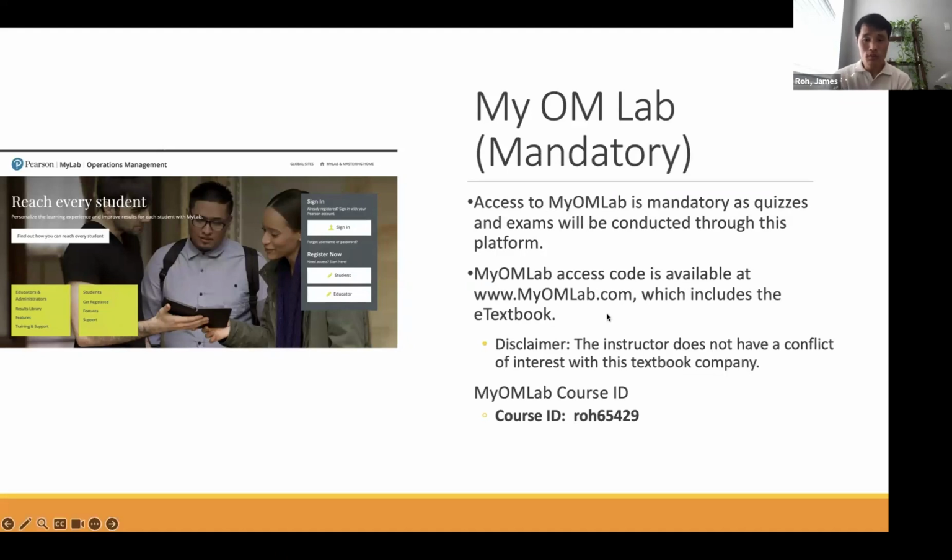And once you go to myomlab.com, you will need to enter my course ID, which is row 65429. So you have to enter this course ID into my OM lab. And there are two options. You can use trial version, which is good for 2 weeks, or after 2 weeks of trial, you have to buy that access code. I just want to disclaim, here's a disclaimer that I have nothing to do with Pearson, but I'm using it because the content is good and helpful for students to succeed in this course.